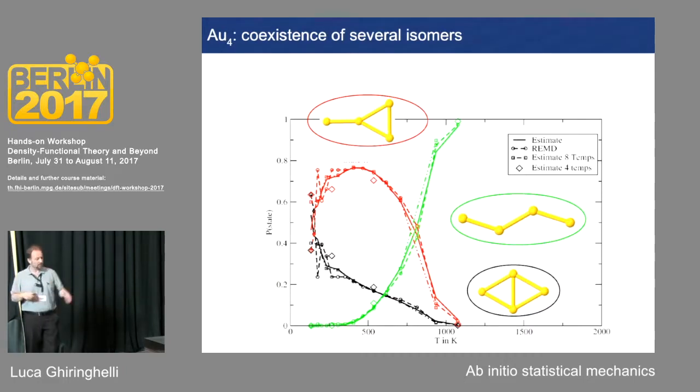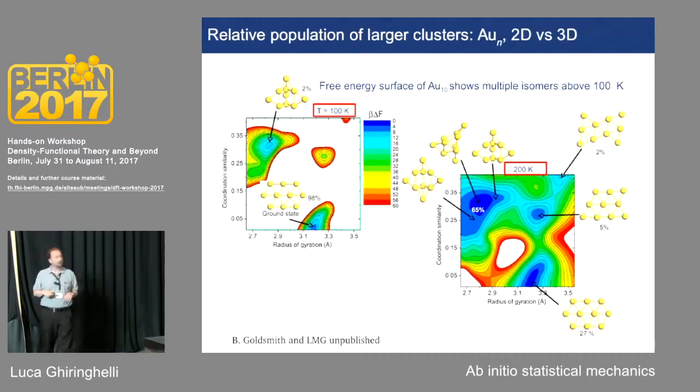And if you then realize that there is another structure, you can redo the reweighting and calculate the probability to get structure 1, 2, and 3 as a function of temperature out of one single simulation in which you didn't know anything before.